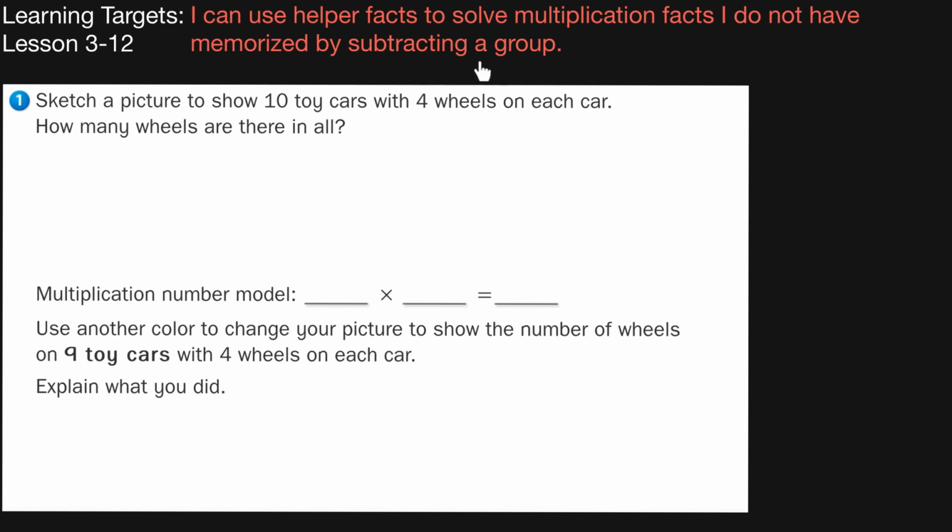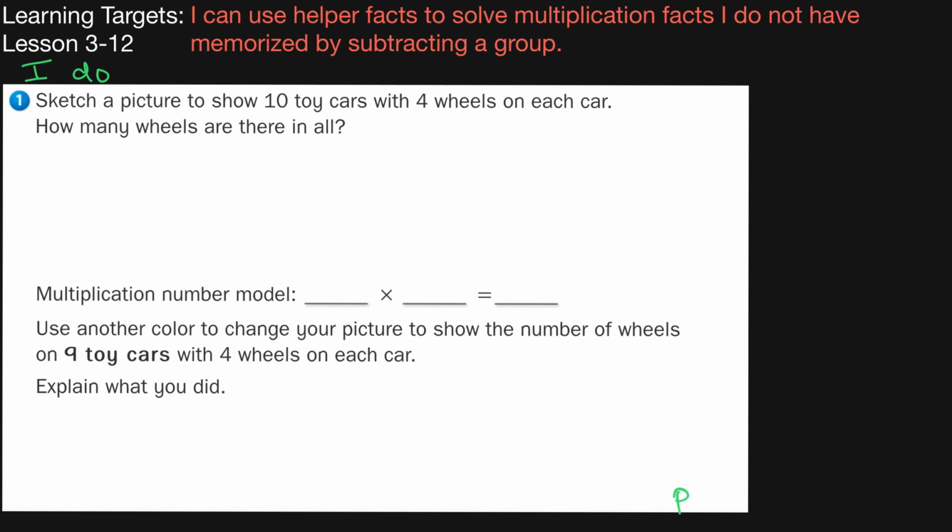Yesterday we added a group. Today we're going to use the same strategy in a different way. We're just going to subtract a group to find out. So let's get started. I'm going to start putting this little helpful piece in here. This is an I do part. An I do means the teacher's going to do it, and your responsibility is to follow along and make sure your notebook looks like mine.